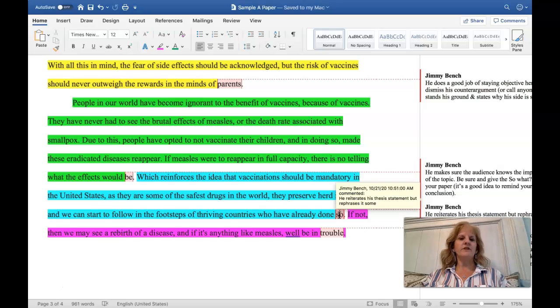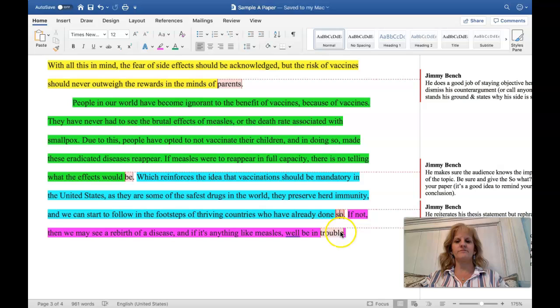Here, he reiterates his thesis statement. You notice if we looked back at the thesis statement, it pretty much says the same thing, but he does it a little bit differently. He rewords it a little bit, which is nice. I don't feel like he just copied and pasted his thesis statement back down in the conclusion.